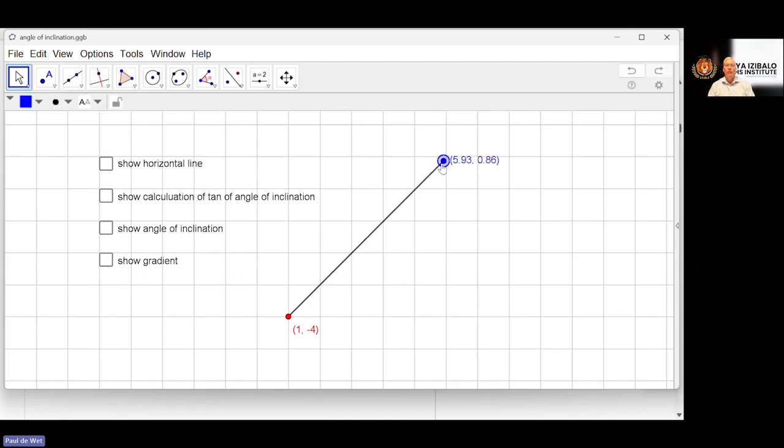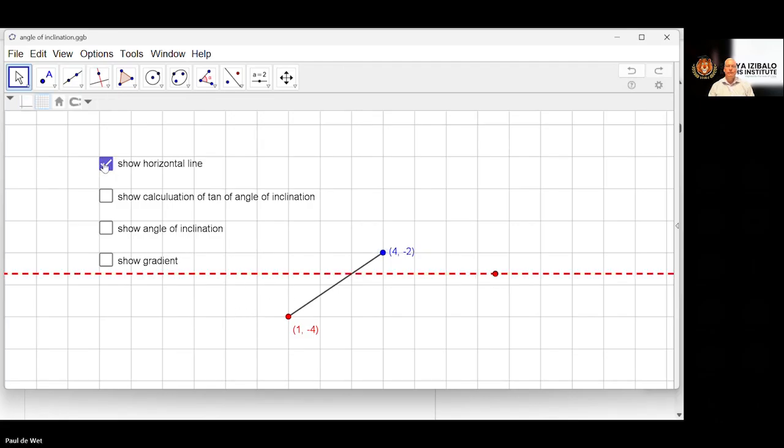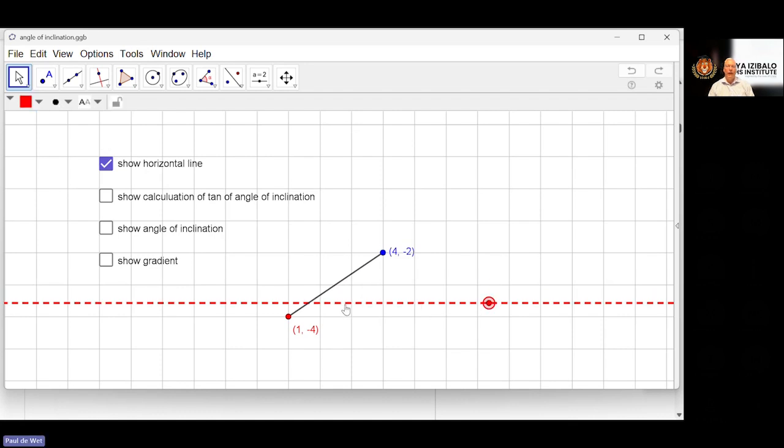Let's now get someone to work out for us what the angle of inclination will be now. I want you to tell us what you did to find the angle of inclination for this particular line. Remember, our angle of inclination is inside here.